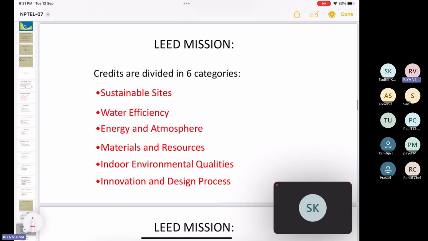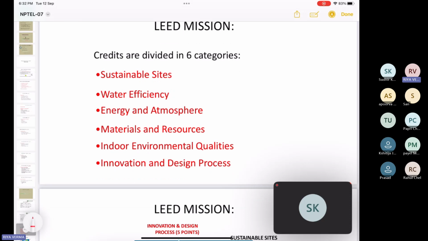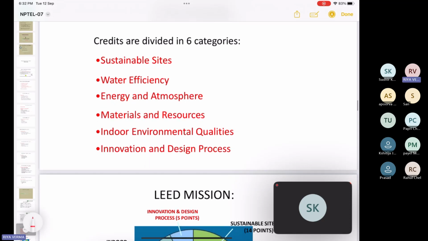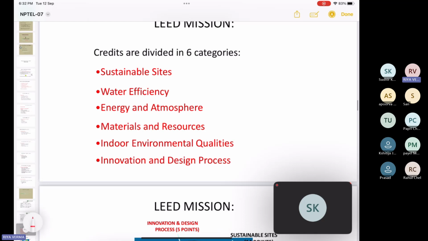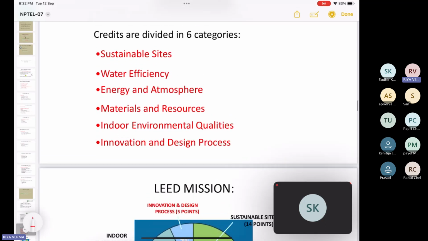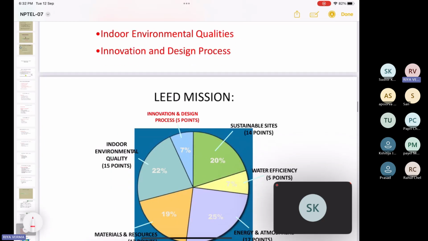Now, LEED credits are divided into six categories. How do we get these points? These credits are divided into six categories. First is sustainable sites. Second is water efficiency. Third is energy and atmosphere. Fourth is materials and resources. Fifth is indoor environmental quality. And the sixth is innovation and design processes.